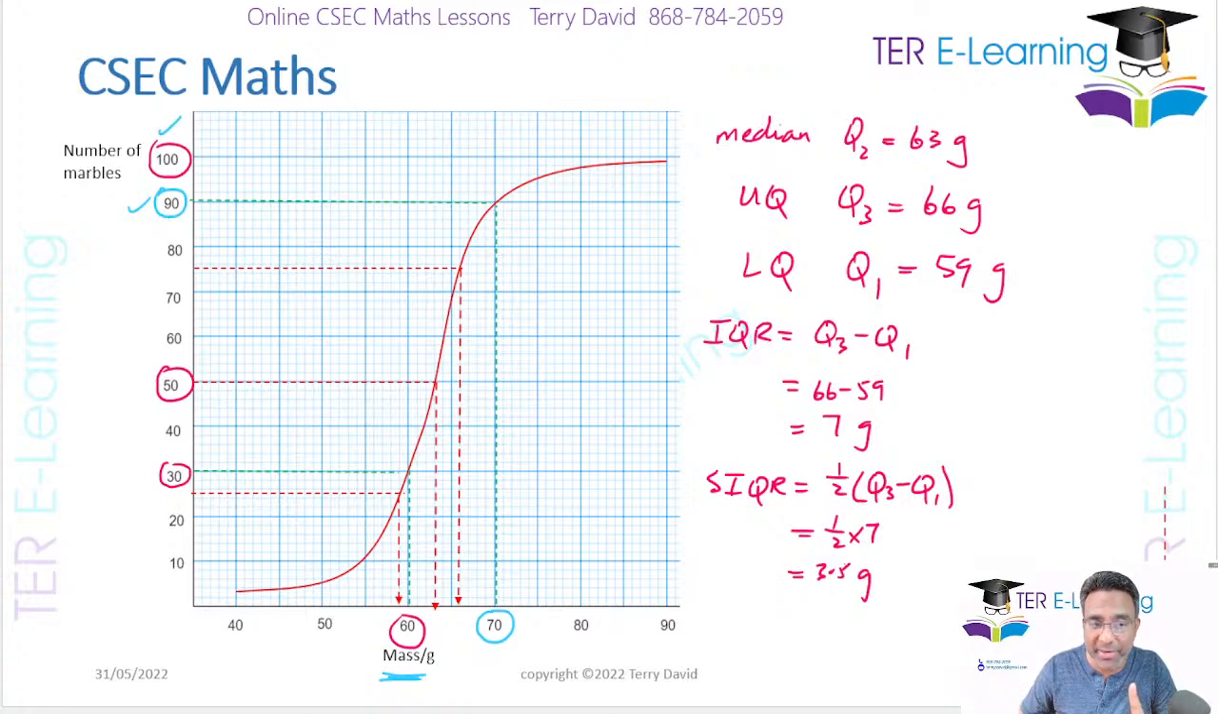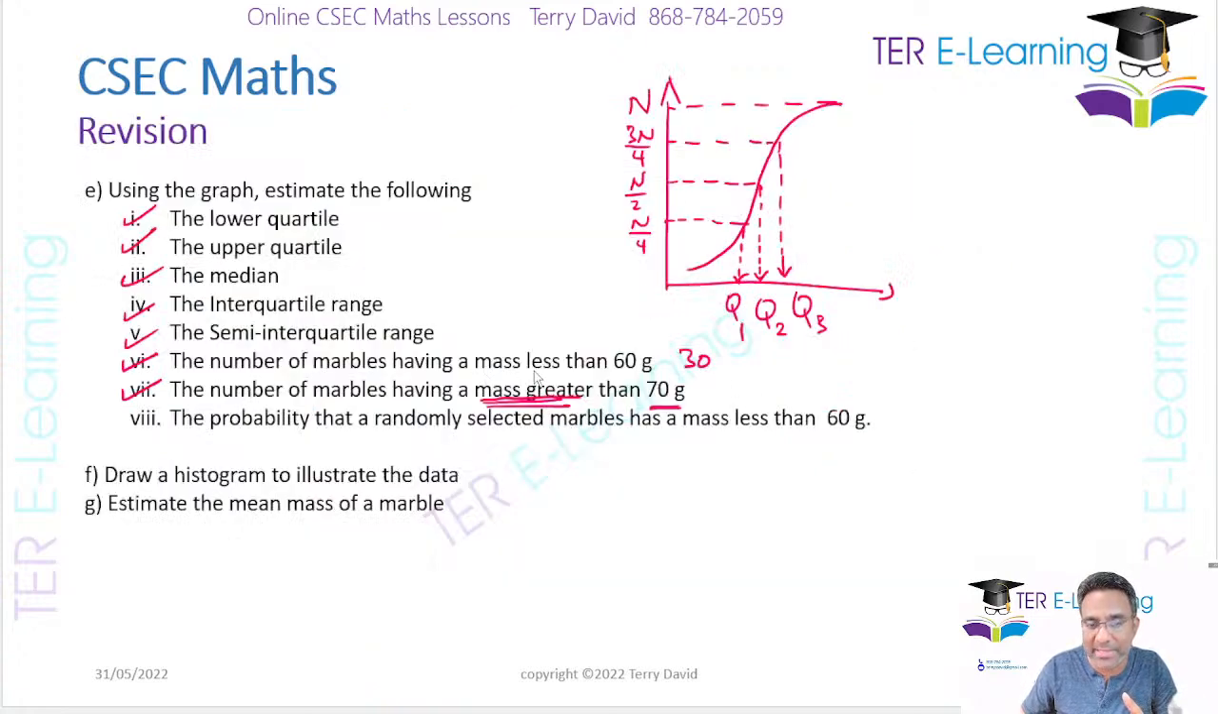You have to be careful. That's why I have two questions here: mass less than and mass greater than. So for this one here, you're going to have to take 90, what you actually got from the graph, and you have to subtract that from 100. So it's going to be 100 minus 90. So the answer is 10, not 90.